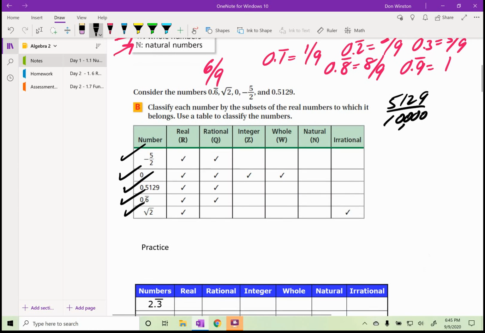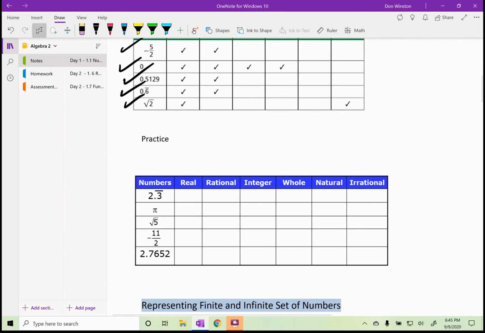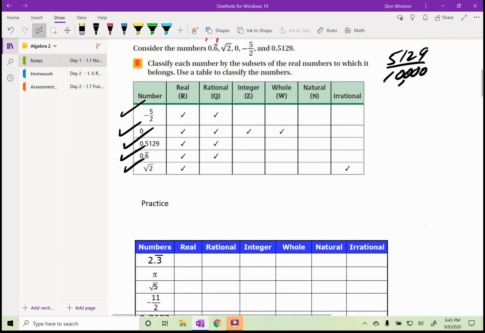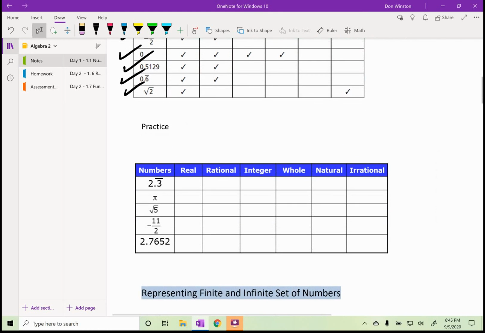All right, so hope this is making sense. So once you pause the video here, you can complete the table. Okay, see if you can classify each of those numbers, just as was done in the example for B. Pause the video and then come back.